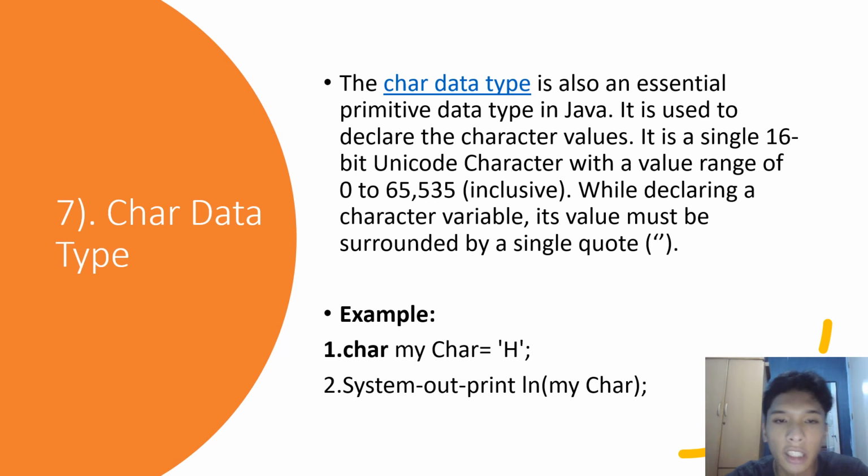Char data type. The char data type is also an essential primitive data type in Java. It is used to declare character values. It is a single 16-bit Unicode character with a value range of 0 to 65,535 inclusive. While declaring a character variable, its value must be surrounded by single quotes. Example: char myChar = 'H'; System.out.println(myChar).